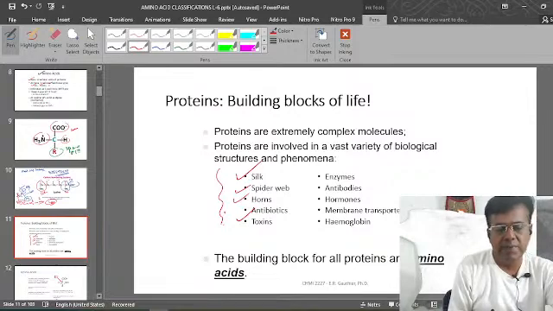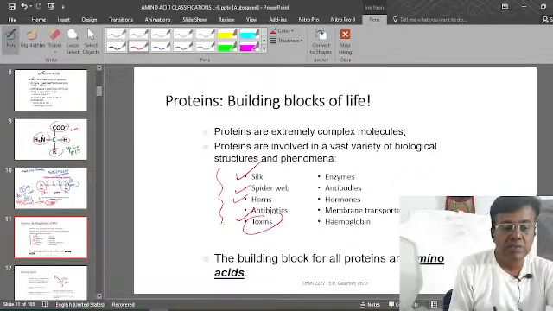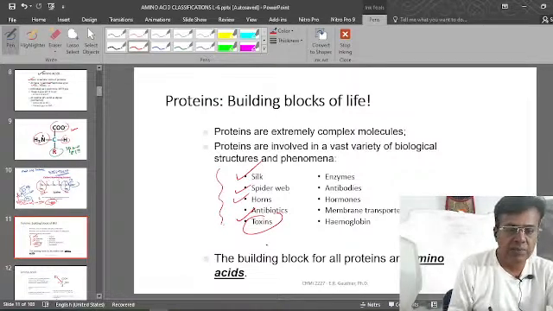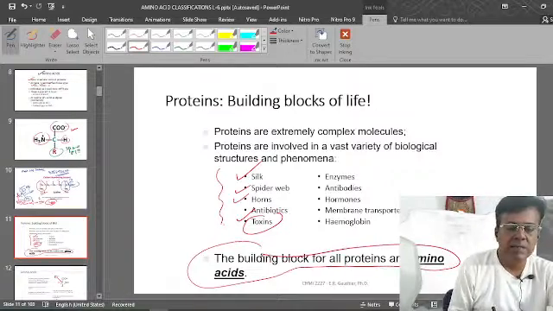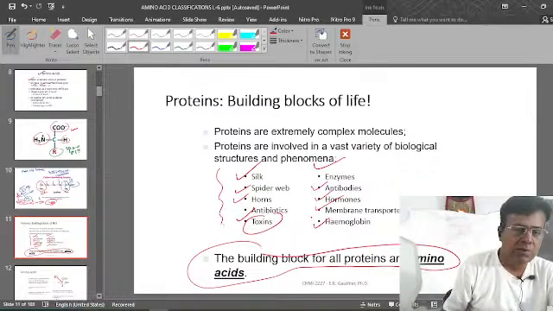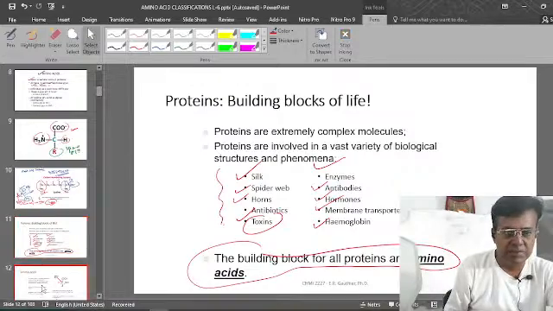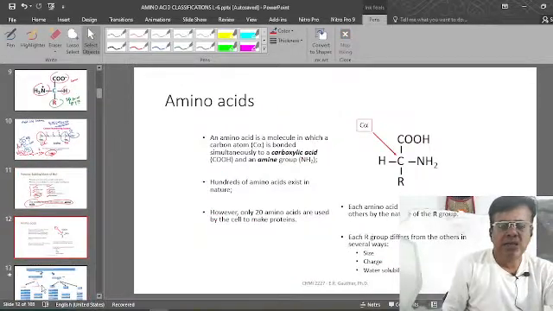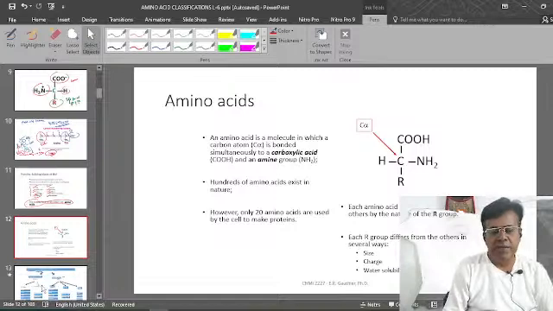Why? Have you thought why their properties are different? Toxins that can kill anybody. So all the building blocks are the same. You will be surprised: amino acid. Enzyme is made up of amino acid. Antibody is made up of amino acid. Hormones are made up of amino acid. Membrane is made up of amino acid. Hemoglobin. So all these are made up of amino acid. But what about the difference? Why is there a difference?